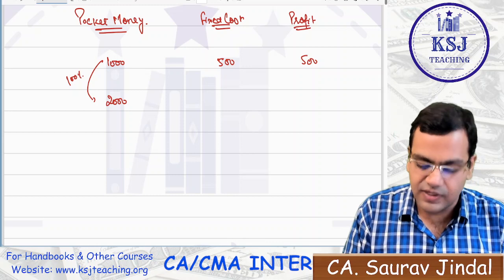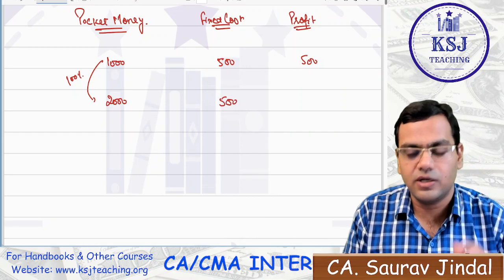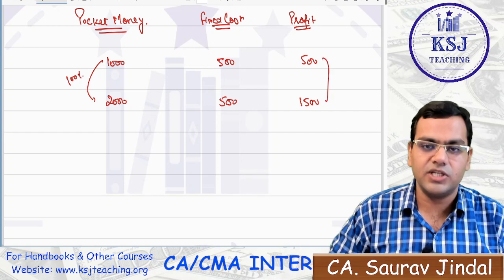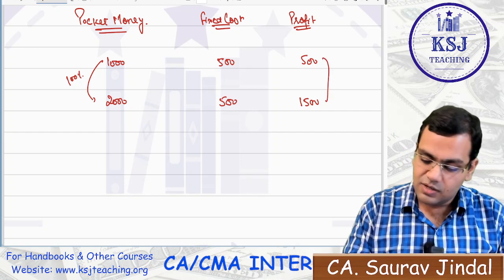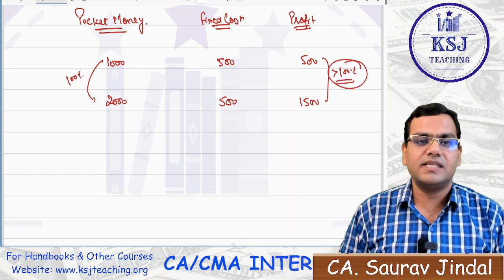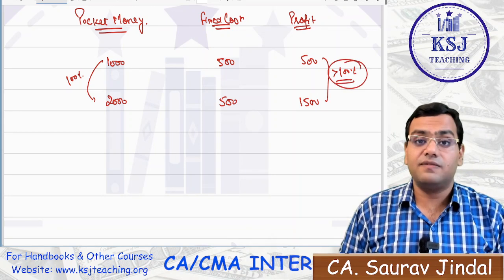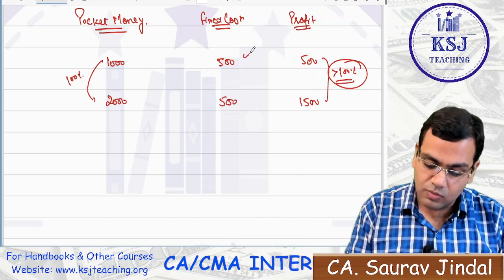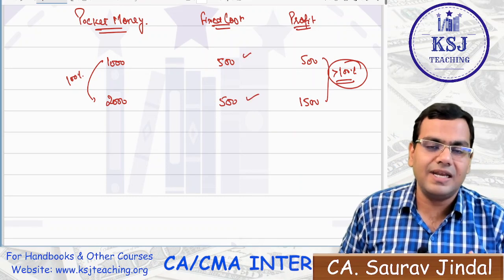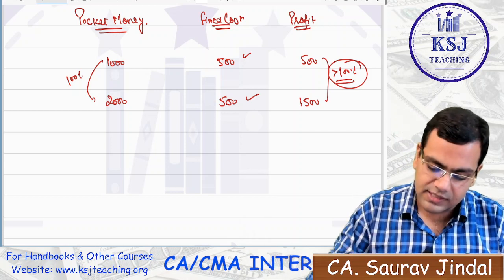Now the fixed cost will remain 500. The fixed cost is not going to change. What will be your profit now? 1,500. Now, is it 100% change? No, sir. It is more than 100% change. That means this is what is known as leverage effect. The leverage effect says that the more the fixed cost, your profits will increase by a higher percentage than the change in sales.